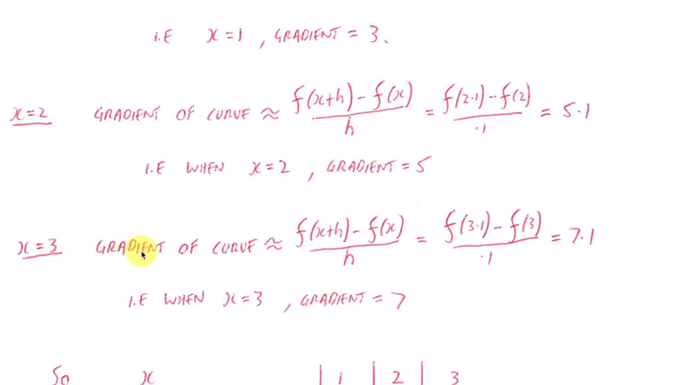For x equaling 3, the gradient of the curve is approximately going to be equal to 7.1. This is f of x plus h minus f of x over h. So when x is equal to 3, the gradient is equal to 7.